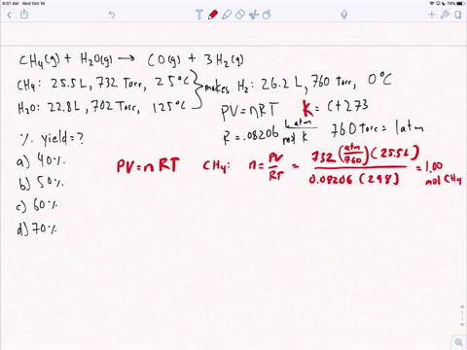Hey, the plus side is at least I don't have to calculate a molecular weight on this one. Is anybody stuck? No one's stuck? Just working? Okay.